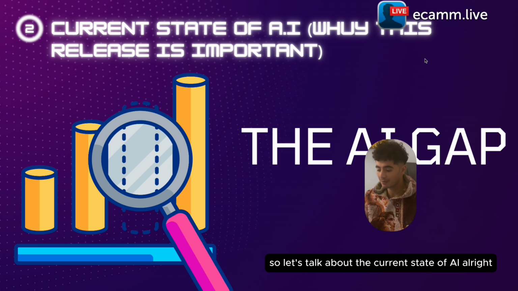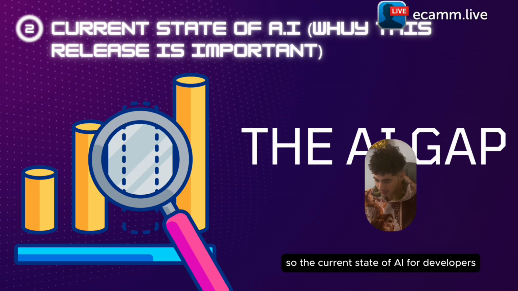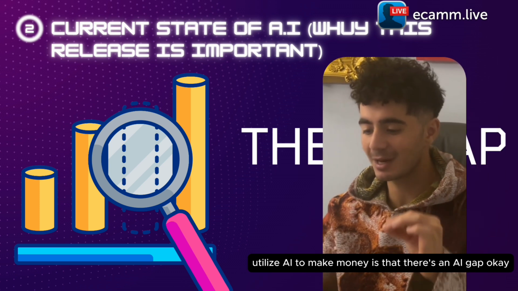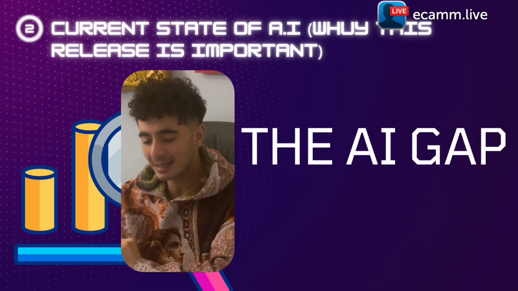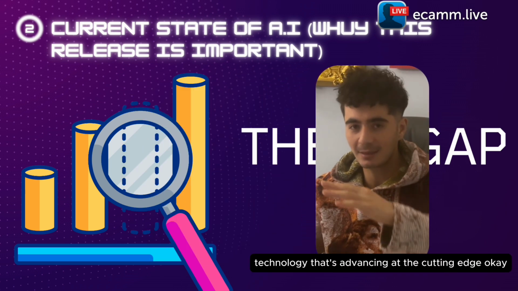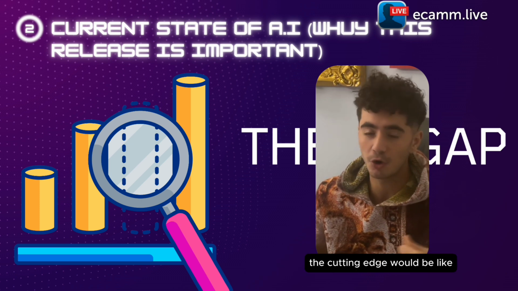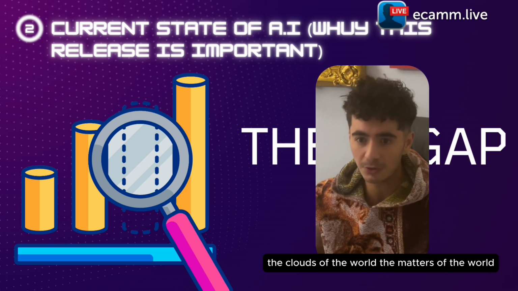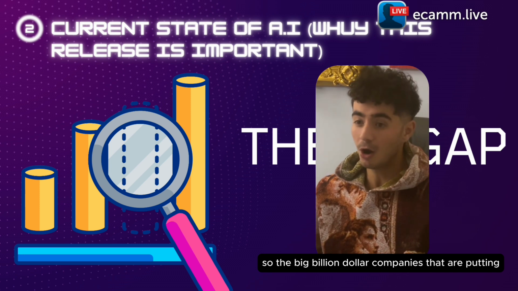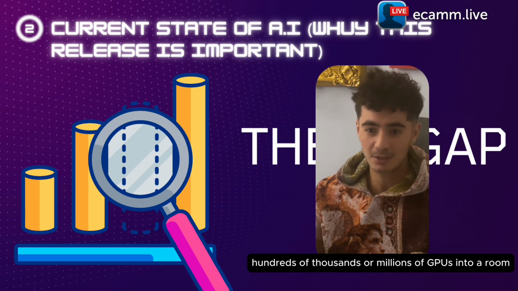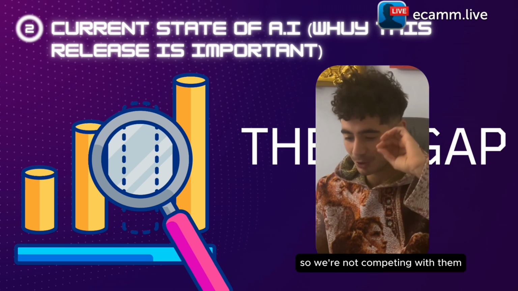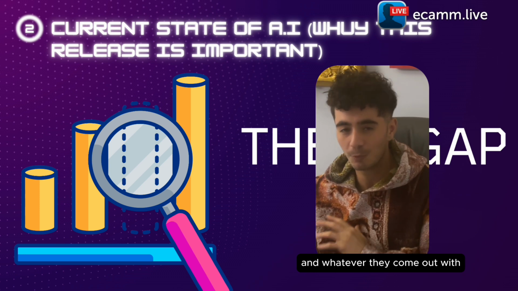Okay, so let's talk about the current state of AI. The current state of AI for developers or people that are trying to utilize AI to make money is that there's an AI gap. What that means is there's technology that's advancing at the cutting edge. The cutting edge would be the OpenAIs of the world, the Claudes of the world, the Metas of the world. So the big billion-dollar companies that are putting hundreds of thousands or millions of GPUs into a room and using that to run these crazy models. We're not competing with them. We don't want to worry about them, and whatever they come out with, we can't compete with.